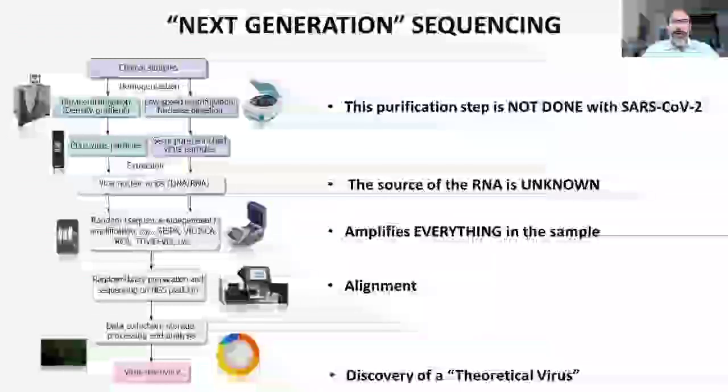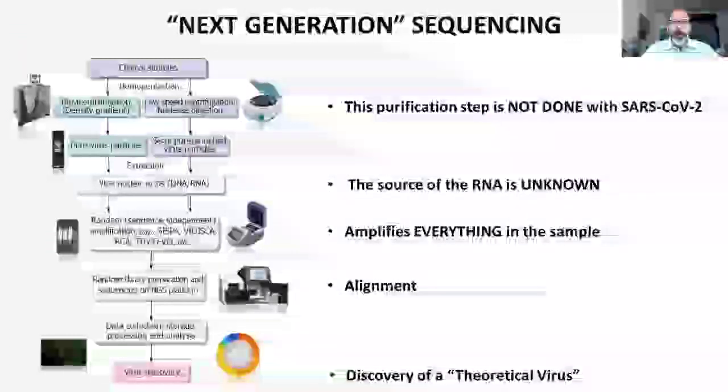And then at the end, they say they've discovered a virus. However, since it's only in a computer and we don't know the source of the genetic material, in other words, it didn't come from just a virus, it came from other things as well. So we would call this an in silico or a theoretical genome.